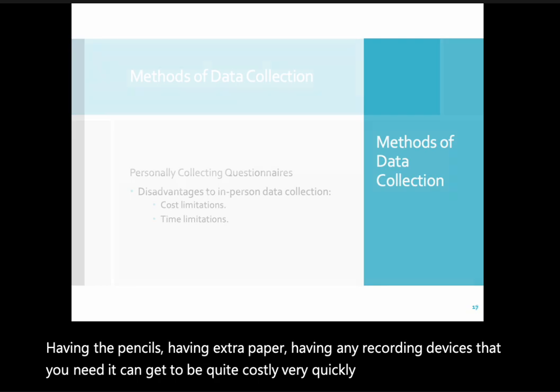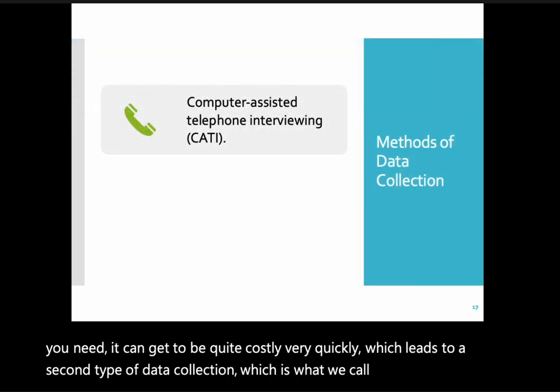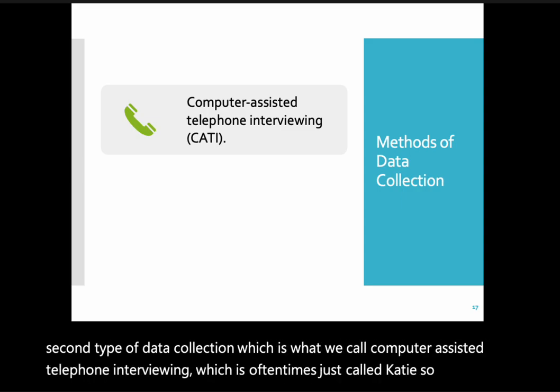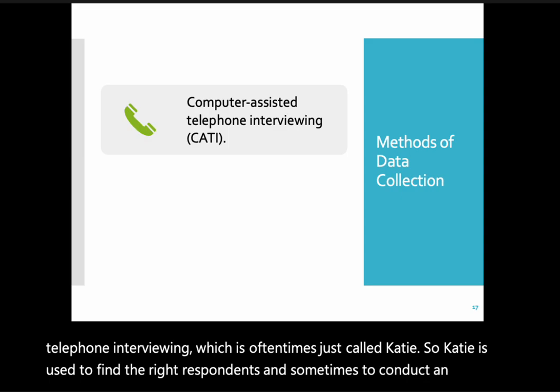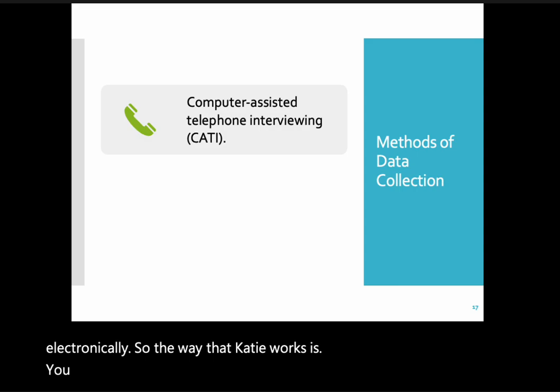Which leads to a second type of data collection, which is what we call computer assisted telephone interviewing, which is oftentimes just called CATI. So, CATI is used to find the right respondents and sometimes to conduct an interview electronically. So, the way that CATI works is it can occur in two different ways.